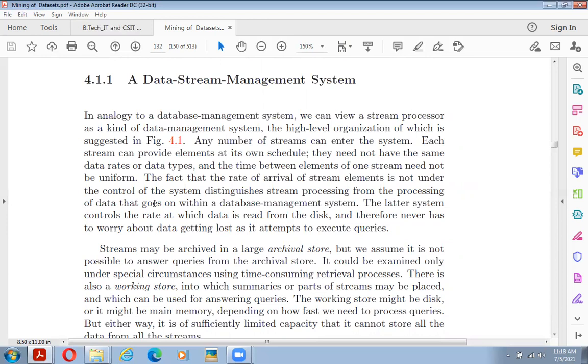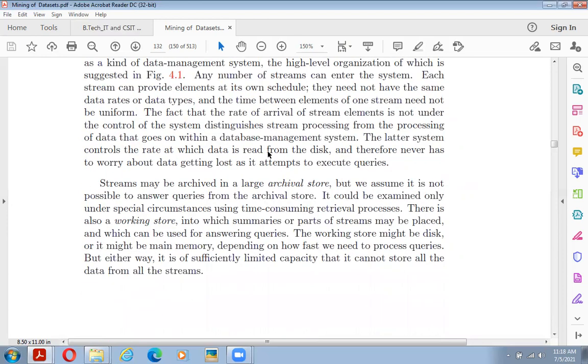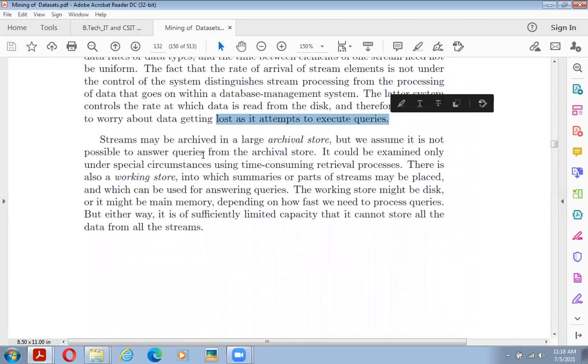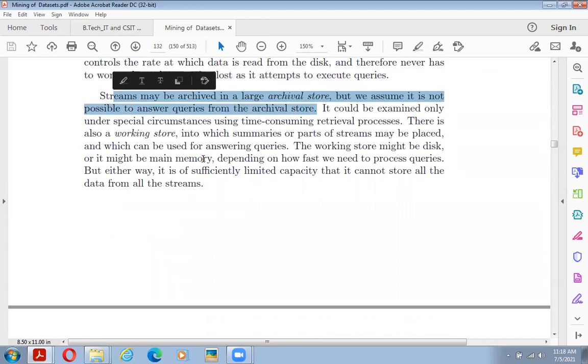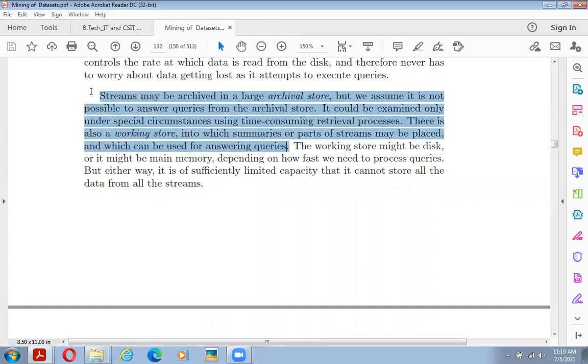The latter system controls the rate at which data is read from the disk, and therefore never has to worry about the data getting lost as it attempts to execute queries. Streams may be archived in a large archival store, but we assume it is not possible to answer queries from the archival store. It can be examined only under special circumstances using a time-consuming retrieval process. There is also a working store, in which we summarize or place parts of streams, which can answer queries as per need.